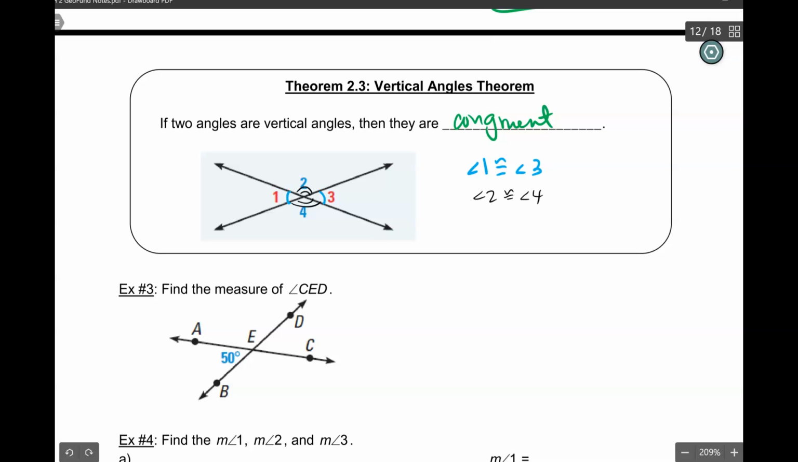Now the reason I use a single mark versus a double mark is that if I used a single mark for 2 and 4, that would also mean they're congruent to 1 and 3, but that's not necessarily true. I only want to show that the ones across from each other are congruent. So that's why I use the single and the double to tell the difference. If I would redraw this, I could have a single mark here and a double over here. It just depends how your book does it, and different things you find online will show it different ways.